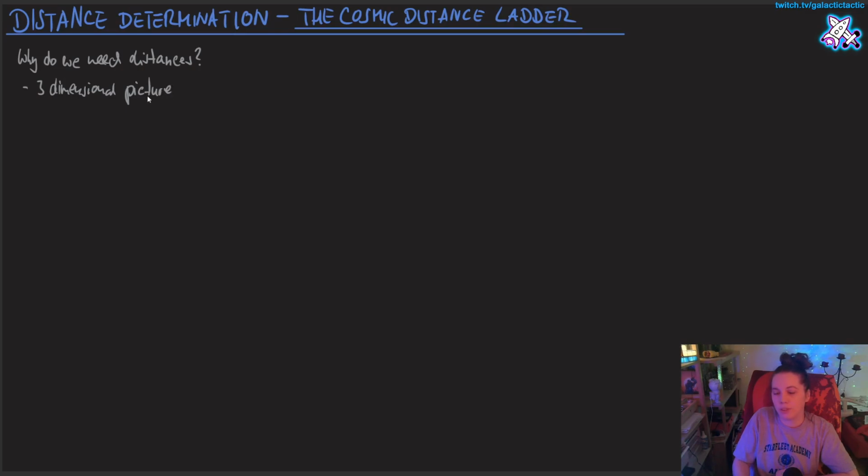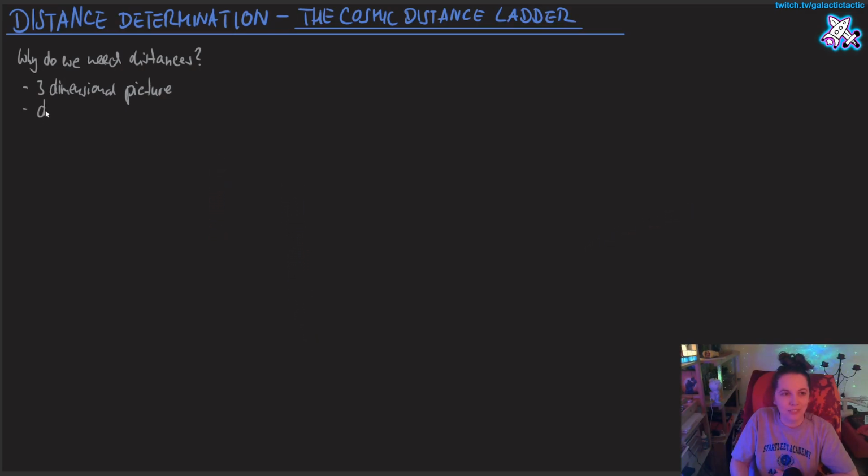Which is already pretty well established, I guess, for our local neighborhood in general. We need to draw the right conclusions towards the properties of the objects we're looking at. As long as we don't know how far away it is, we cannot really say much about the actual properties.